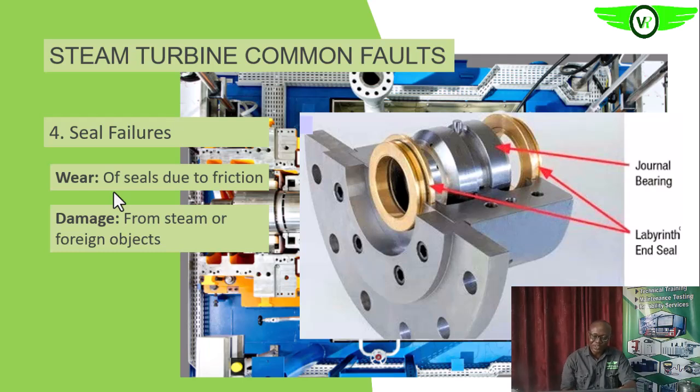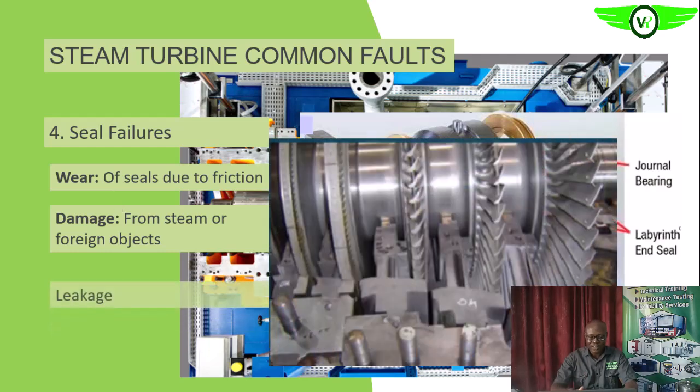So such damage of the seal will result in seal leakage that can damage other components of the steam turbine and thus reduce its efficiency. So leakages too can happen. Remember, we have stationary blades and rotating blades. The stationary blades are always designed such that there is no escape route for the steam except through those nozzles, those stationary blades.